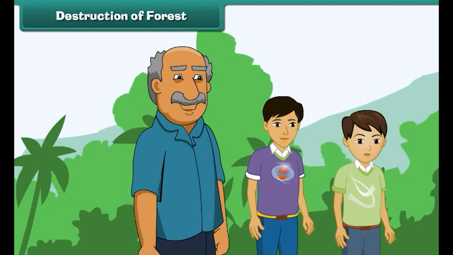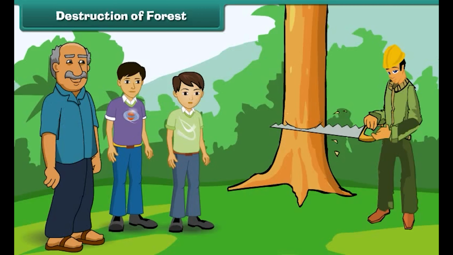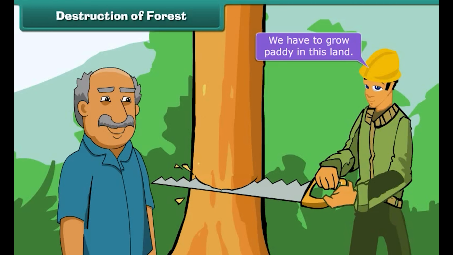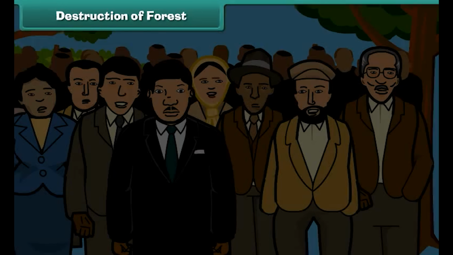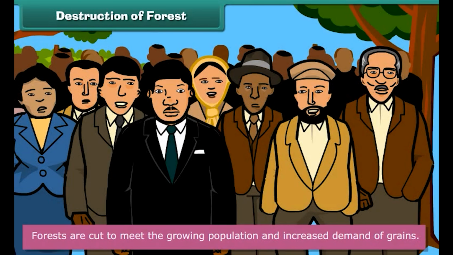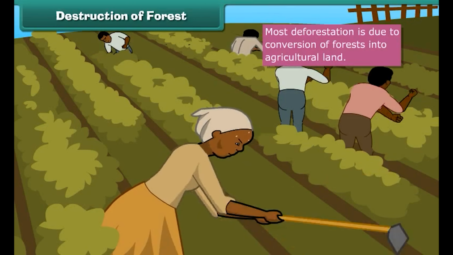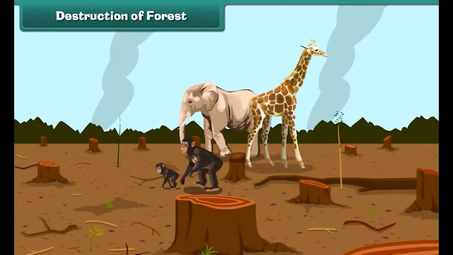Destruction of forest. When Shyam, Ram and their uncle reached the other end of the forest, they saw some people cutting the trees. Why are you cutting these trees? We have to grow paddy in this land. Uncle told Shyam and Ram that due to growing population and increased demand for grains, the forests are being transformed into cultivation land. Most deforestation is due to conversion of forests into agricultural land.